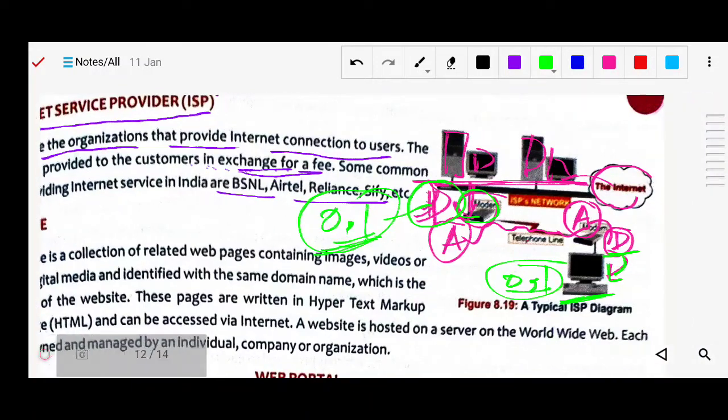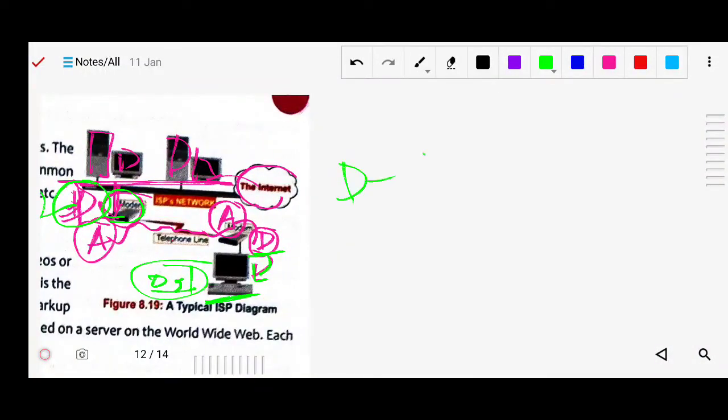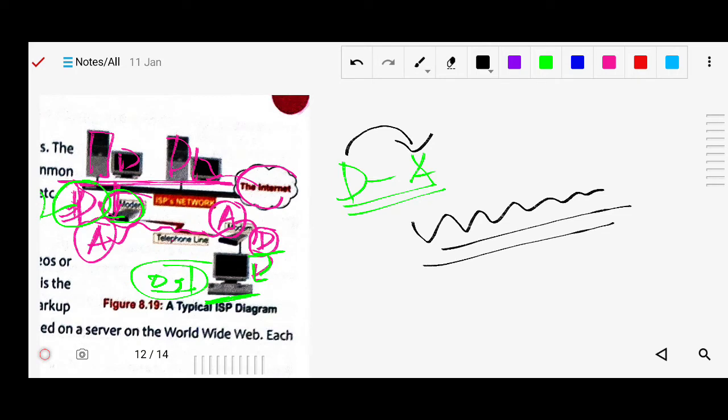And why does the modem change digital to analog? Because to travel in this medium, from this point to this point, it is transmitted through the telephone line. In the telephone line, the analog signal travels more safely and noise-free. So the analog signal travels more efficiently through these channels.